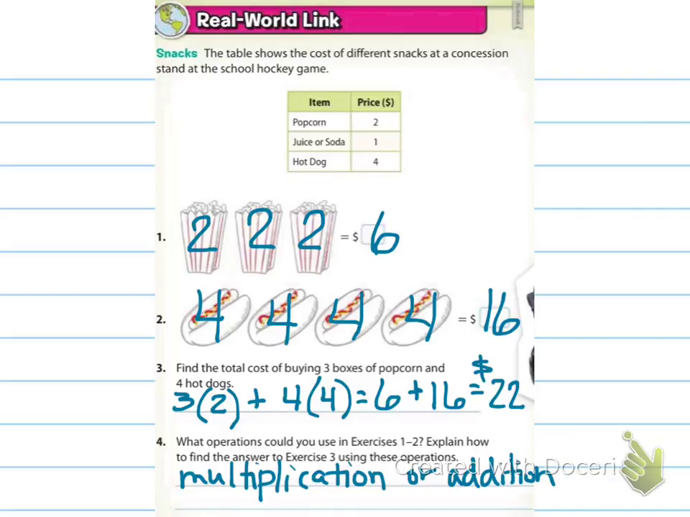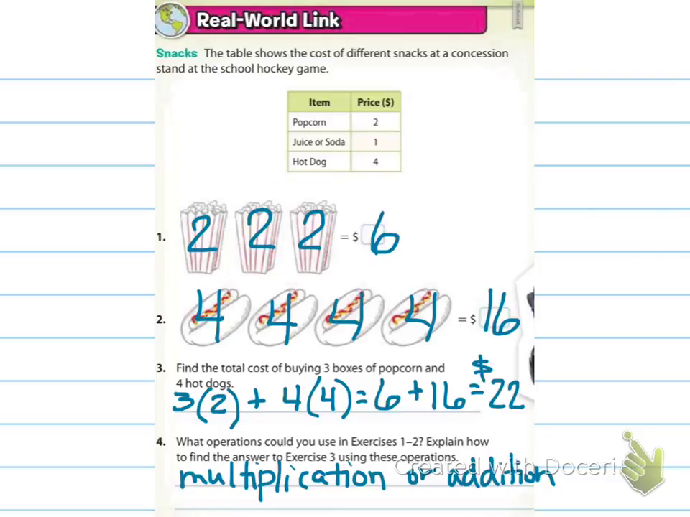All right, so the answer for number 1 is $6. If each popcorn is $2 each and there's 3 popcorns, you can either solve this by multiplying 3 times $2, or you can add 2 plus 2 plus 2. Either way, you're getting $6. For the hot dogs, they're $4 each. There's 4 of them. So if you did 4 times 4, it's 16. Or if you did 4 plus 4 plus 4 plus 4, you're going to still get 16.